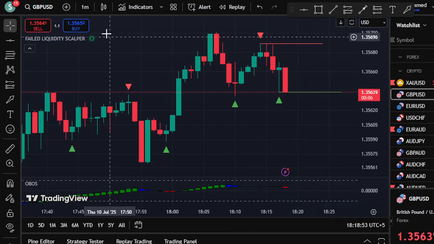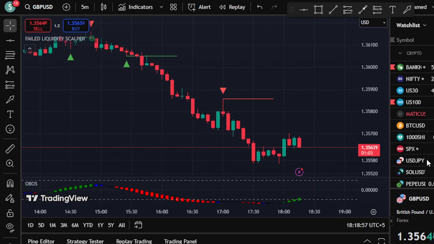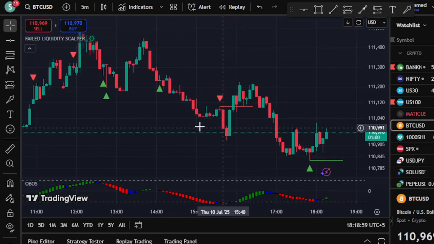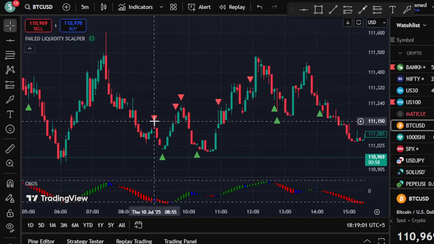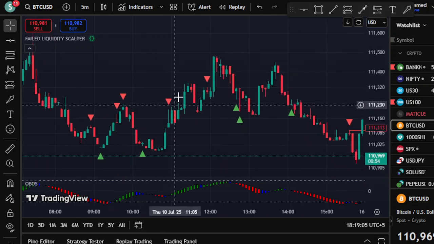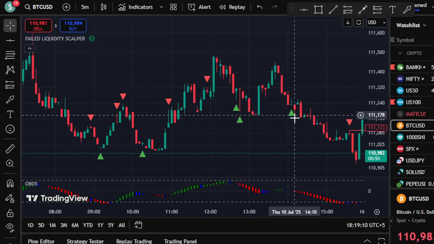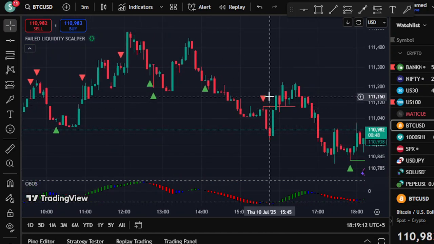So this works on everything. So now let me show you. I was on the 5 minute. So let's go to Bitcoin. So we were talking about Bitcoin. Just look at these amazing results. Look at this, you got a scalping chance. You got another scalping chance, another sell signal, another sell signal, another buy signal.